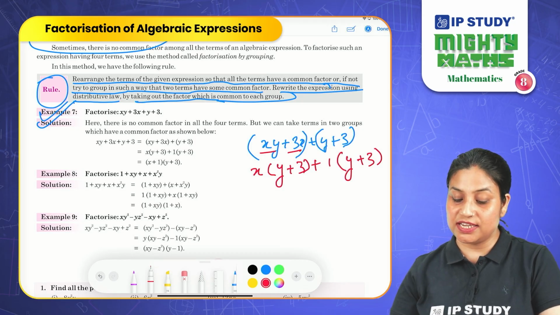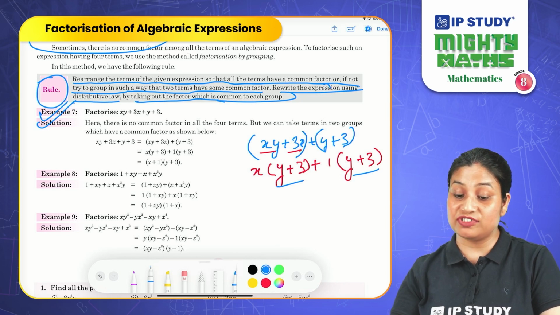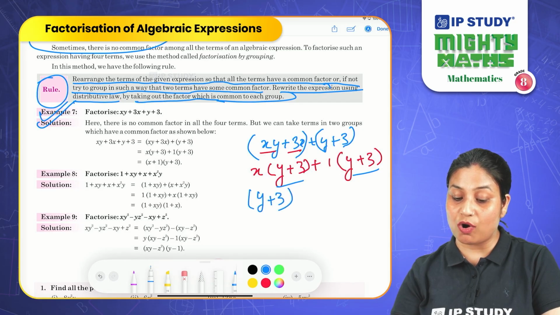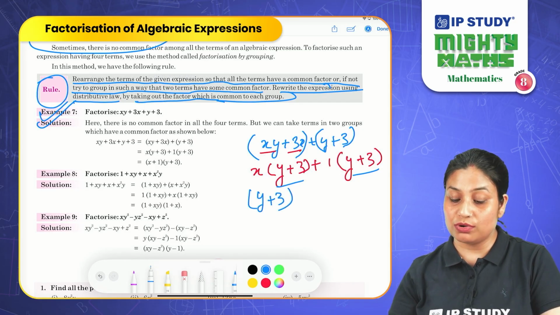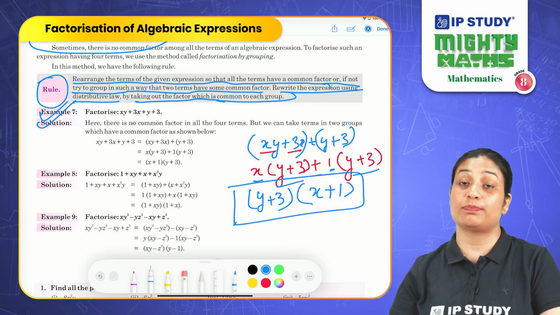Now I can see here y plus 3, y plus 3. I have a binomial in common in this algebraic expression, and we have just discussed this topic, right? So what we have to do is take y plus 3 common. When you do so, what are you left with? We are left with x over here, plus sign, and then we are left with 1 over here, right? So this is the required expression.